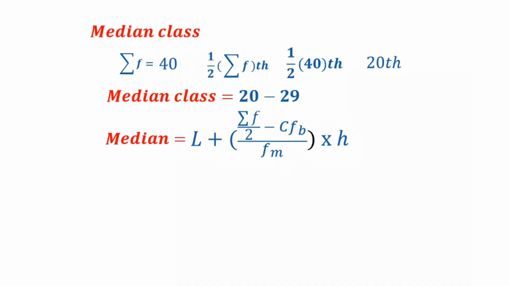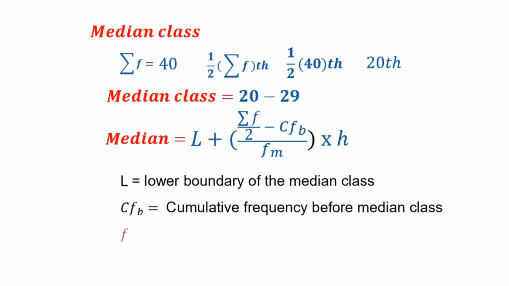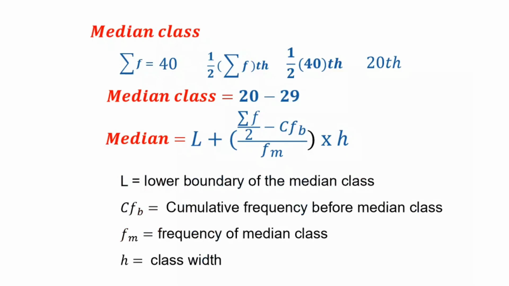Let's also try and define the letters. For the L in the formula, we are saying that the L is what? The lower boundary of the median class. Remember when we were talking about the mode, the L was the lower boundary of the modal class because we were dealing with mode. In this case, whilst we are dealing with what? Median, then it will be the median class. So take note of that. It means that we will have to find the lower boundary from the median class.